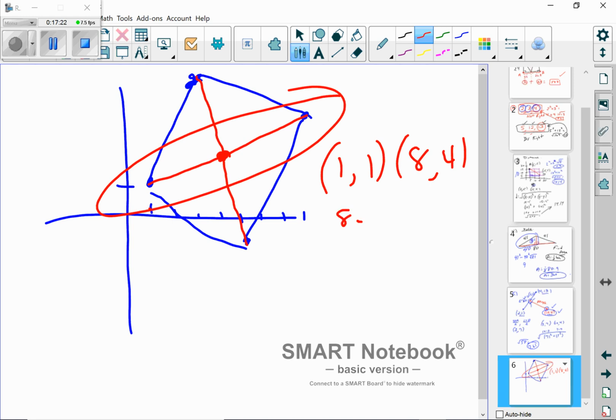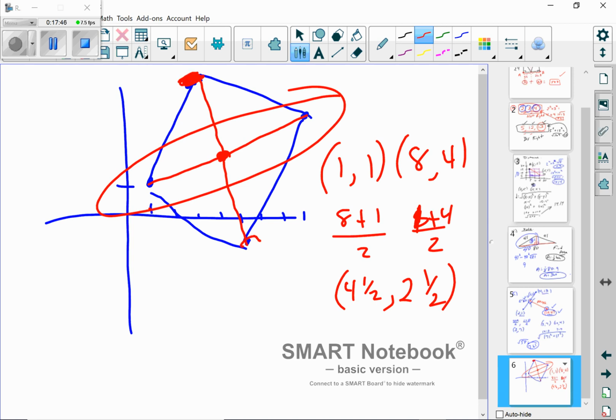8 plus 1, that's 9 over 2. 9 over 2 is 4.5. And 1 plus 4 makes 5 over 2. 5 over 2 is 2.5. All right, so there's your midpoint. And because it's a square, it has to be the same. If you checked it with the other points, it would have to give you the same point. So this would be the ordered pair where the 2 diagonals cross. It's the middle, right?